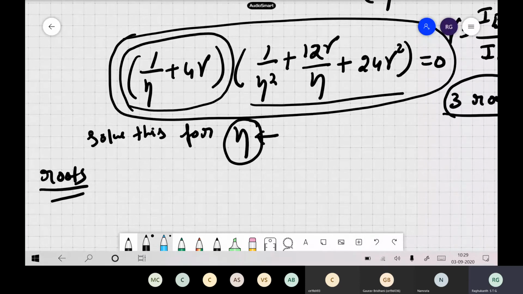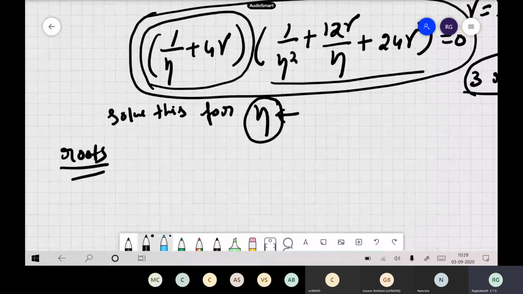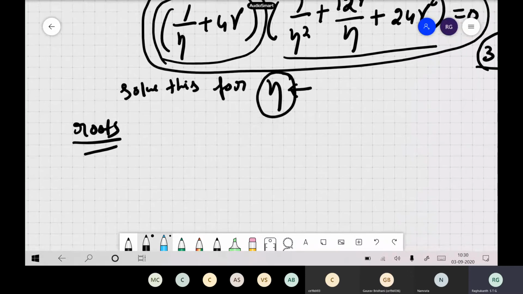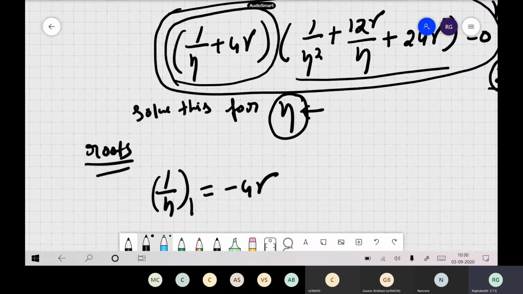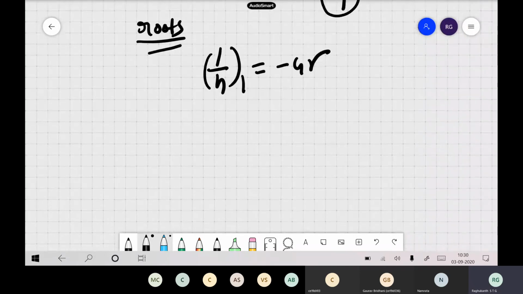Now, what do we generally assume in many problems? The lowest root will be in this portion or this portion, the quadratic. If I write the roots also, 1 by eta, the first root, comes from minus 4 times gamma, that is this portion actually. Now the quadratic equation, if you solve it, 1 by eta, the second one.